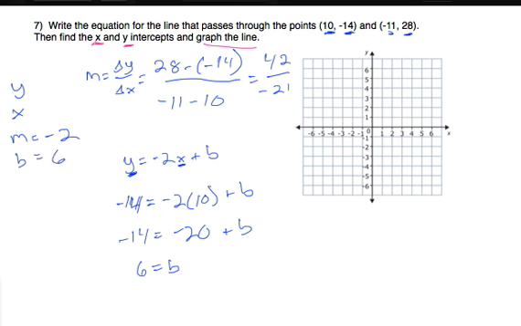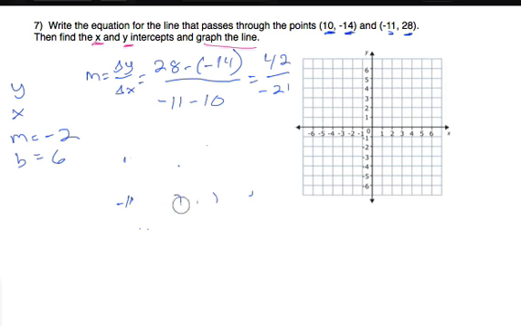So now I'm going to erase all of this. Now that I've written an equation for my line, I can say that y equals negative 2x plus b, which is just 6, and I can find my x and my y-intercepts. My y-intercept is easy. When x is 0, y is 6.